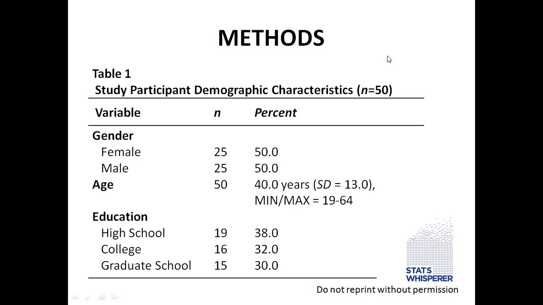And then we have education. So you have the number in each category, 19 high school, and what percentage is that of the whole? It's 38%, and then down the line. So pretty good. And of course, this is truncated. You're probably going to have more variables than this to present and describe. But once you can describe a few, then pretty much you can describe as many as you need.